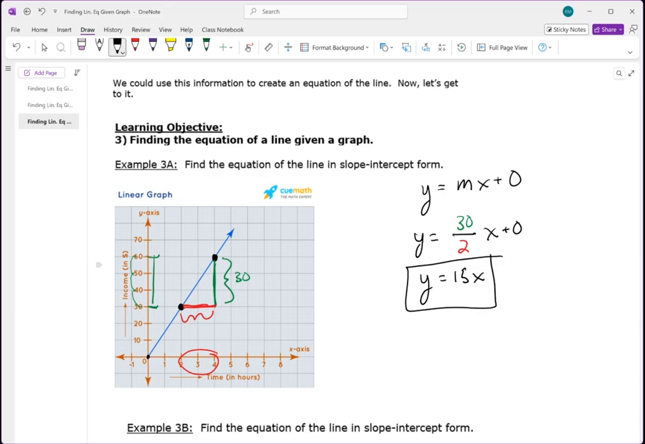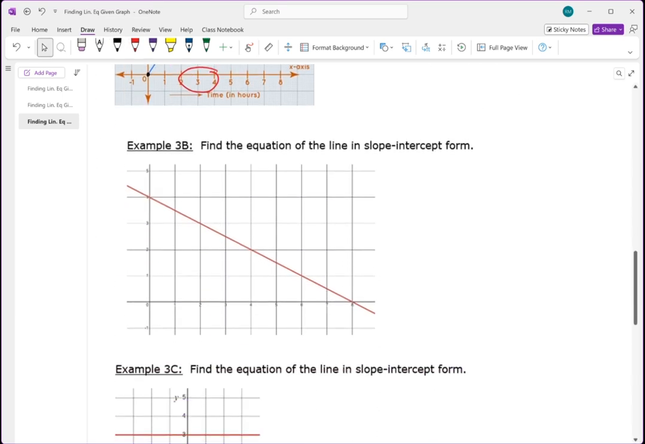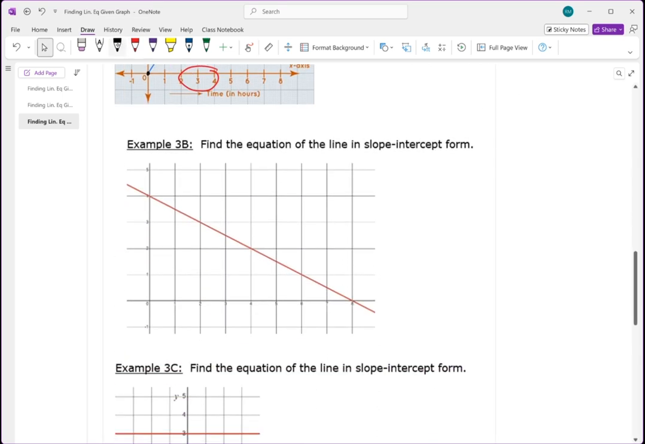Now, when in doubt, if you get a little bit confused, you can always go ahead and take these points. This is the point 4, 60, and then 2, 30, and go through the process that we went through on finding the equation of the line between 2 points by finding the slope and then plugging it into either point slope or slope intercept form. So we're really going to focus on trying not to do that.